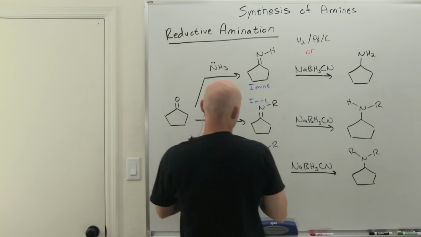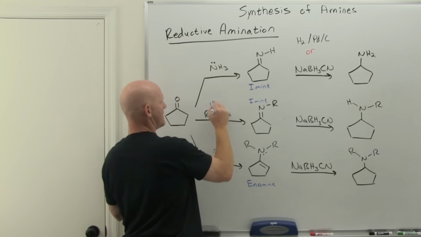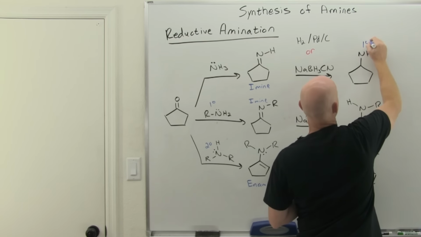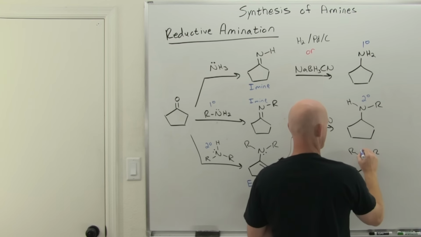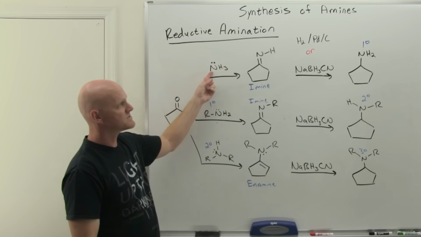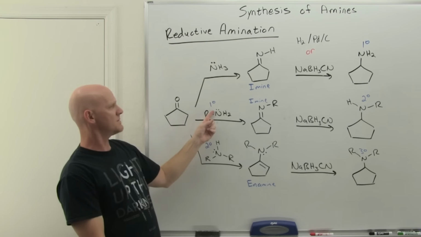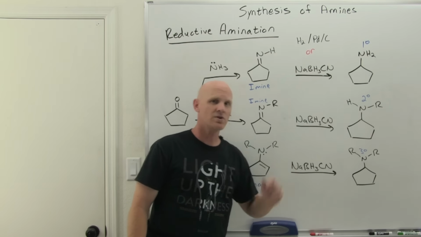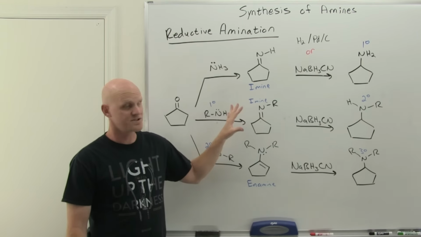So if we go back and take a look here, again, we started with a primary amine here and a secondary amine here and ammonia here. And now we've ended up with a primary amine here, a secondary amine here, and a tertiary amine here. And so again, ammonia, which is unsubstituted, goes to primary. A primary amine results in a secondary amine, and a secondary amine results in a tertiary amine. And so again, this is your reductive amination.